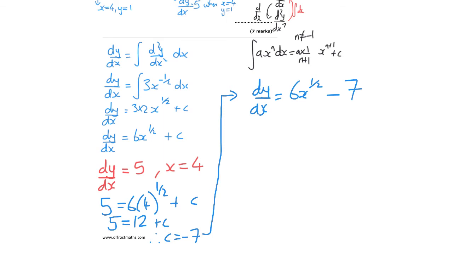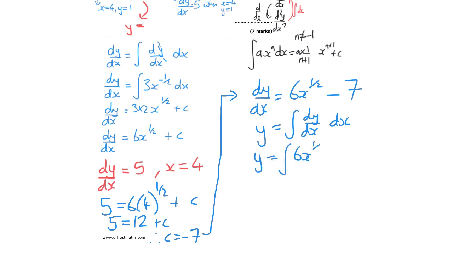Okay, I'm trying to get to y, so the equation of my curve is y equals. That's how it wants me to write my answer. Equation of a curve means y equals. So that means I need to integrate again. So y equals the integral of dy by dx with respect to x. So therefore y equals the integral of 6x to the half minus 7 with respect to x.